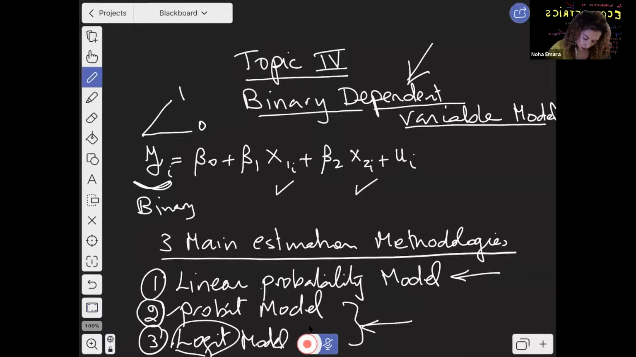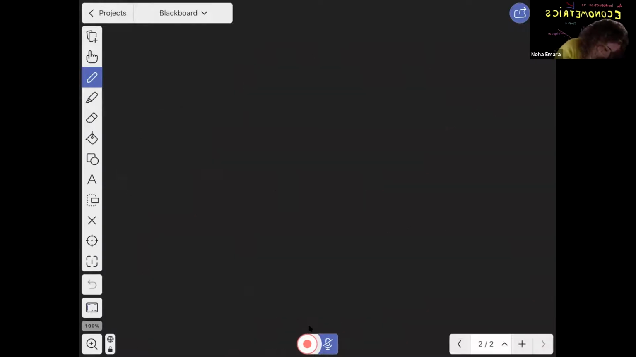So our lecture today, we're going to start with the LPM. Linear probability model is abbreviated as LPM. I don't really like it, but I'm going to cover it. And then we're going to talk about the probit and the Logit. And the good news is on my YouTube channel, you can also watch another explanation. So let's start with the first one, the linear probability model.